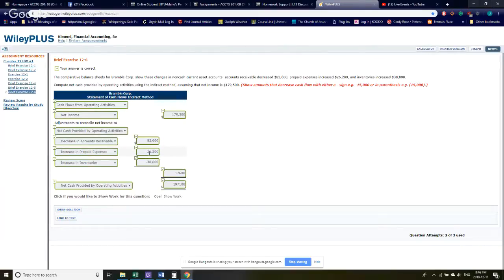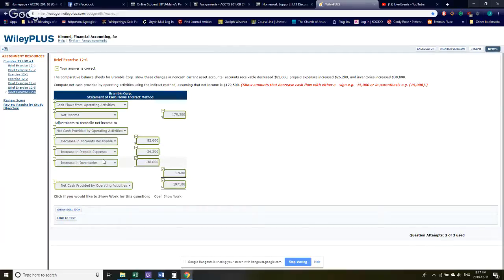The reason this is a negative and this is a positive is because when you're decreasing accounts receivable, you're receiving cash, for instance when you do a service for somebody. When accounts receivable decreases, that means we're receiving money, so that remains a positive. But the increase in prepaid expenses is a negative, because when we're increasing prepaid expenses, we're taking away from our cash flow.